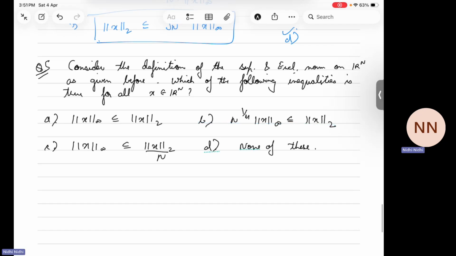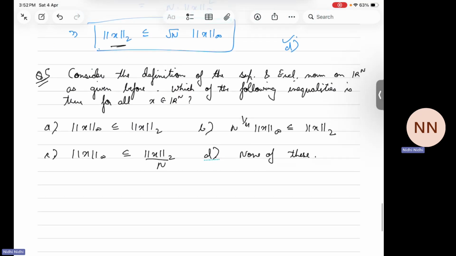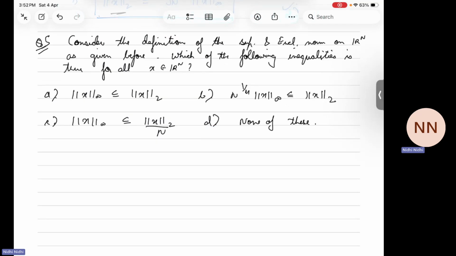So earlier we were looking for the upper bound of the Euclidean norm. We were trying to find what it is less than or equal to, and in this case we'll look for the upper bound of the sup norm. So that's again not a tricky task. You just need to notice the definition of the sup norm.